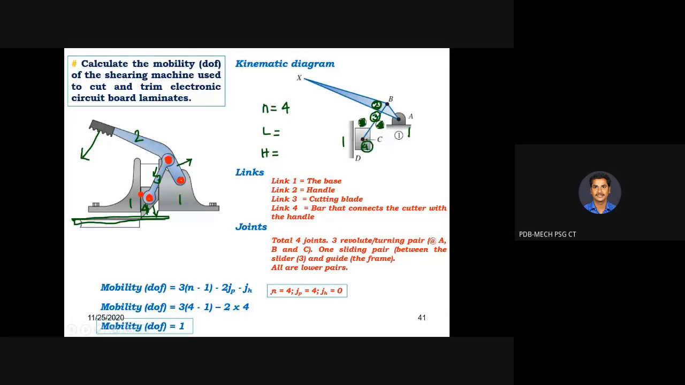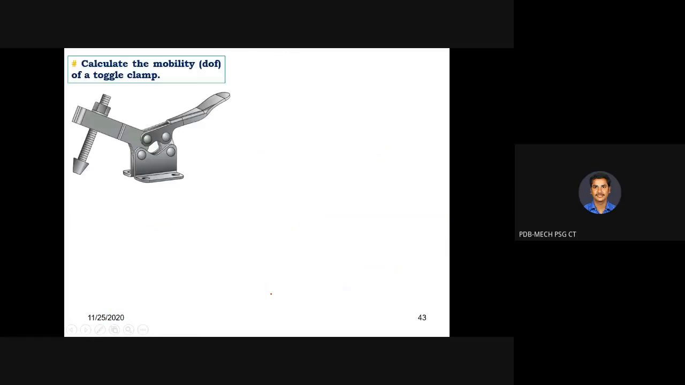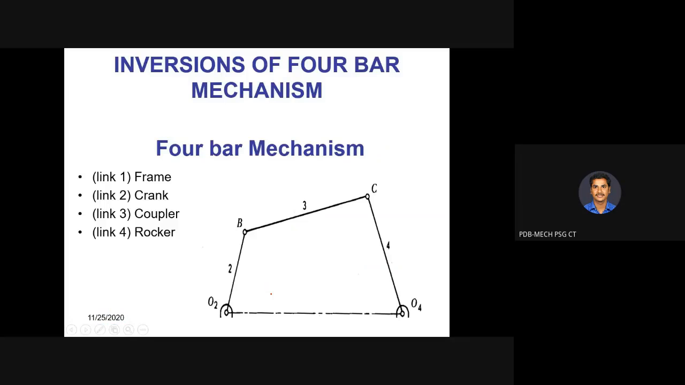Yes, 1. So by looking at the diagram, you should be able to draw the kinematic diagram, and you should be able to identify how many links, how many joints, how many lower pairs, and how many higher pairs there are, so that you will be able to find out the mobility. Any clarifications required? Any doubts? No, sir. Okay, so these are all homework problems. Let me give them as homework.